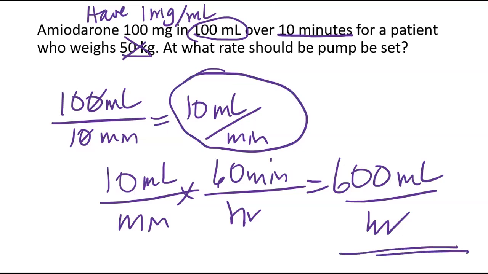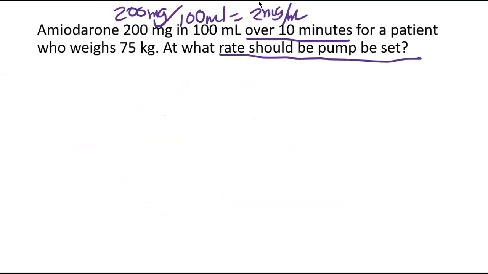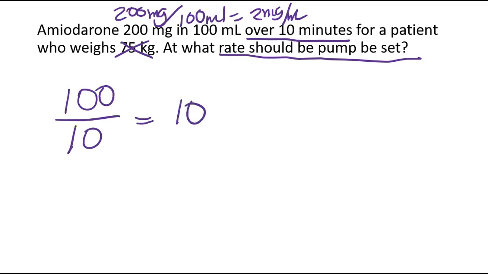So now we're going to do amiodarone 200 and 100. That would be 200 milligrams in 100 mLs, which is equal to 2 milligrams per mL over 10 minutes. This is a bolus, weighs 75 kilograms. What rate should the pump be set? We don't care about the weight because this is not a weight-based calculation. So we're going to give 100 mLs over 10 minutes. We just do 100 divided by 10, which is 10 mLs per minute.